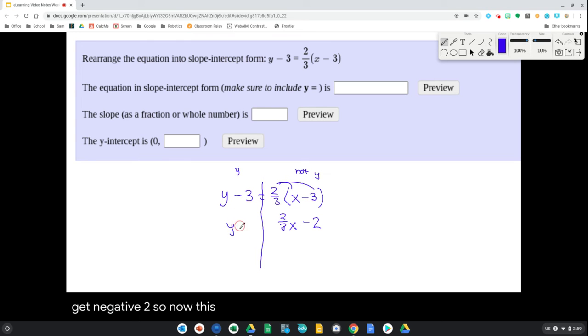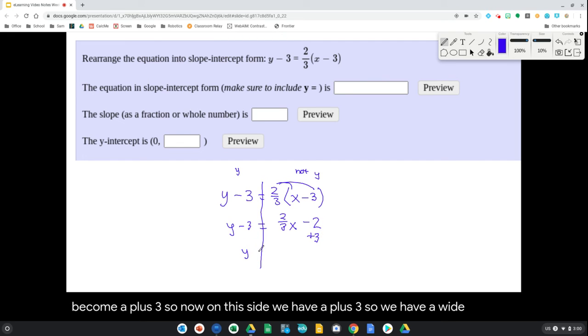So now this equation, after we've gotten rid of the parentheses, looks like this: y minus 3 is equal to 2/3x minus 2. Again, we want just the y's on this side, so we need to move this -3. When you move the -3, what's it going to become? It's going to become a +3.